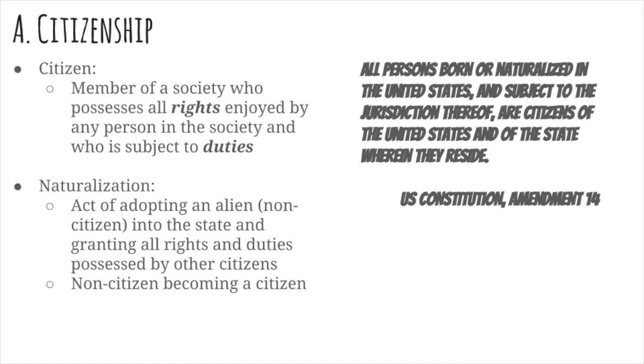So if you look to the right, you see the excerpt from the 14th Amendment that basically discusses how someone can become a citizen. All persons born or naturalized in the U.S. and subject to the jurisdiction thereof are citizens of the U.S. and the state wherein they reside. So being born is kind of self-explanatory, but naturalization, here's our definition. It's the act of adopting an alien or a non-citizen into the state and granting all rights and duties possessed by other citizens. So you can apply and become a U.S. citizen even if you are not born here or born to citizens. It is basically a non-citizen becoming a citizen.